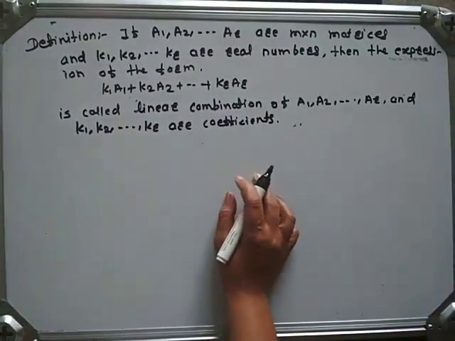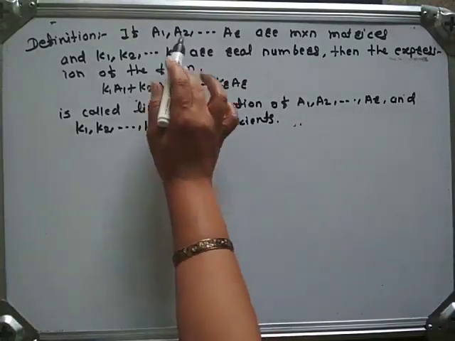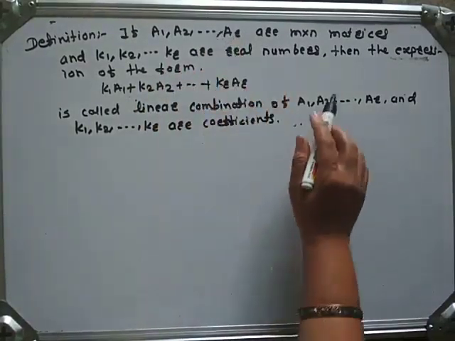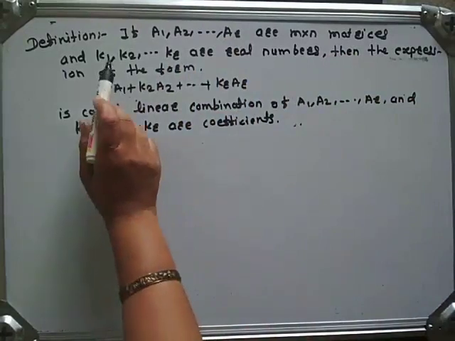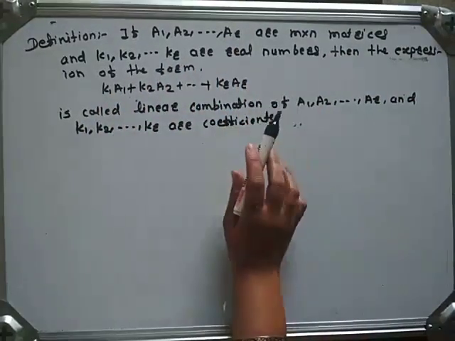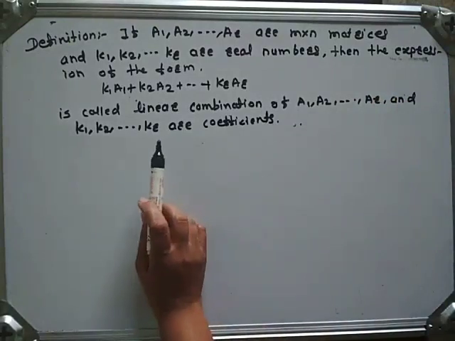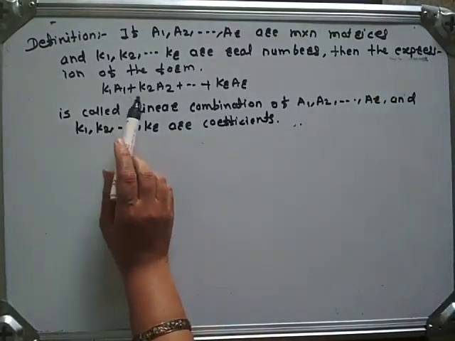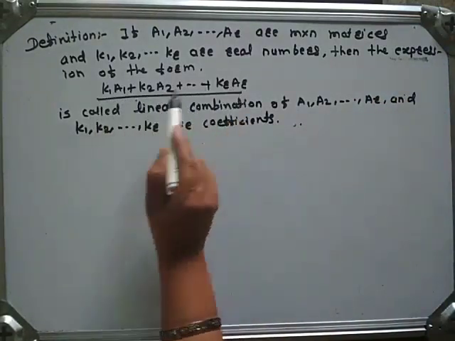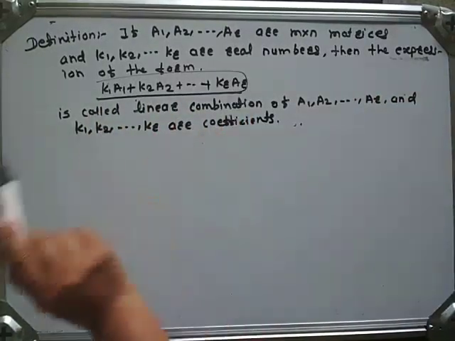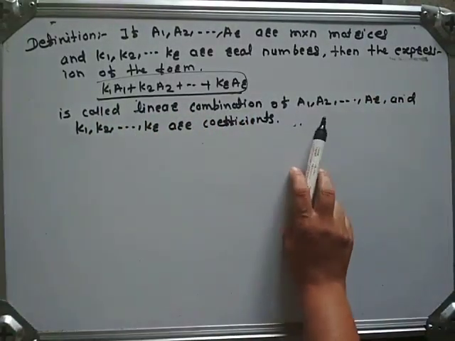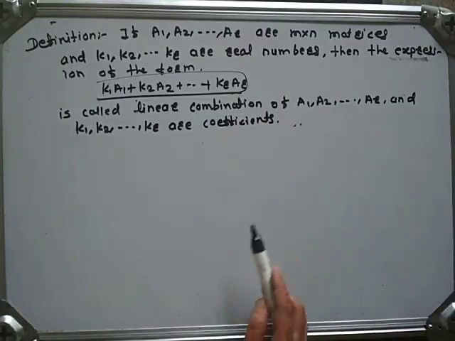Here, what is the definition of linear combination? A1, A2 and so on up to AR are m by n matrices, and K1, K2, Kr are real numbers. Then the expression of the form K1 A1 plus and so on is called a linear combination of A1, A2 and so on up to AR. Let us see one theorem.